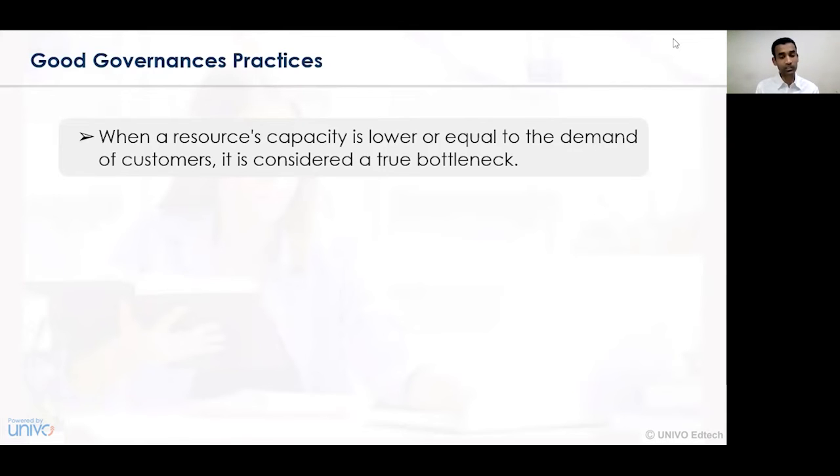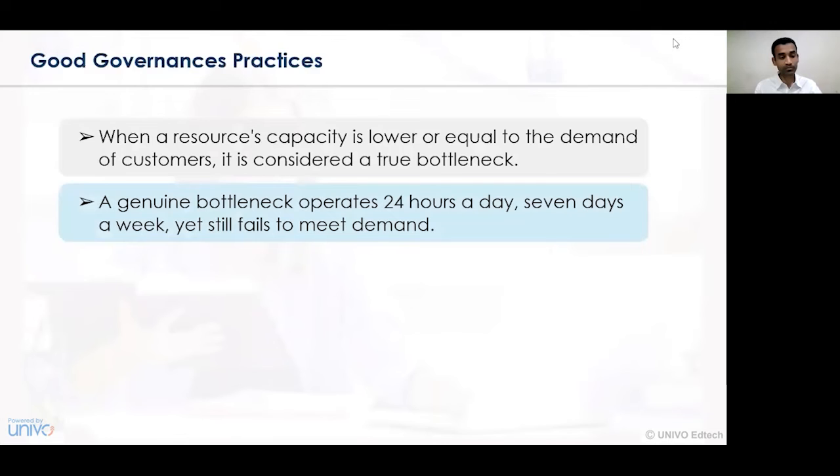But if the demand for a certain product increases and simultaneously the product that needs to be supplied is not available, then there is a scenario wherein a bottleneck may have arisen, and from that perspective we are not able to deliver the product within the specific time period. A genuine bottleneck operates 24 hours a day and 7 days a week, yet still it fails to meet the demand. In a business organization, it has been observed that the bottleneck is conducted 24 by 7, that is, for 24 hours and continuously for 7 days in a week, the activity is conducted and certain products are in demand.